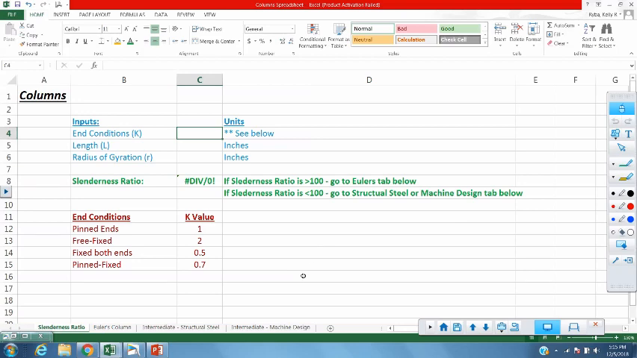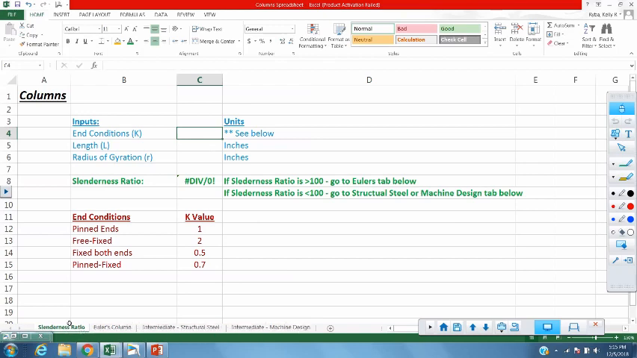Our next spreadsheet is going to be a spreadsheet in which we are going to solve some of our column problems. Now, this one is set up a little bit differently than the previous spreadsheets in that we are going to have multiple sheets on this one file.